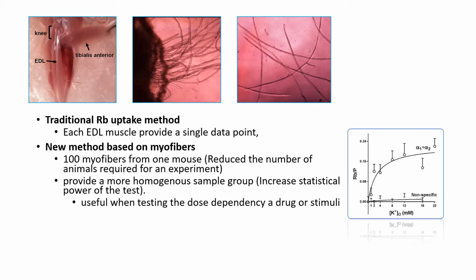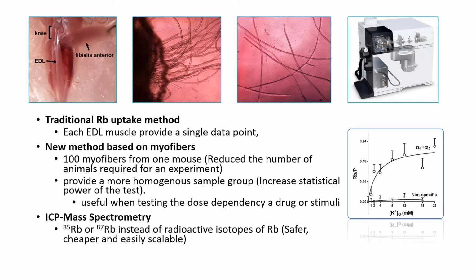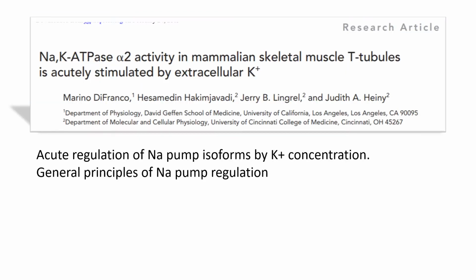This is a mid-throughput method that is useful when testing the dose dependency of a drug or a stimulus and its effect on the pump activity in skeletal muscle fibers. The ICP mass spectrometry method enabled us to use naturally abundant rubidium instead of radioactive isotopes of rubidium, which makes this assay safer, cheaper, and easily scalable.